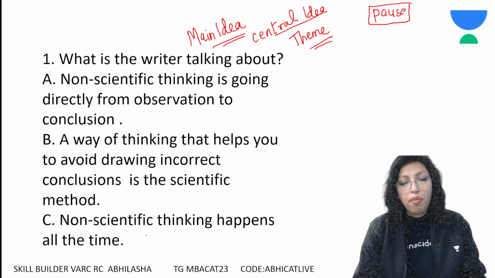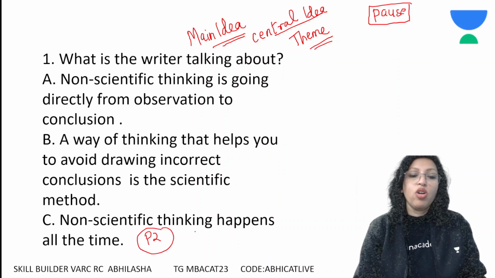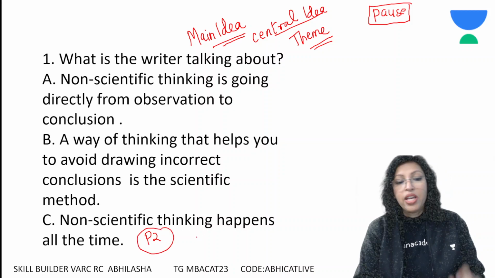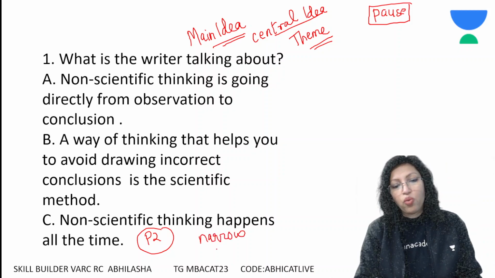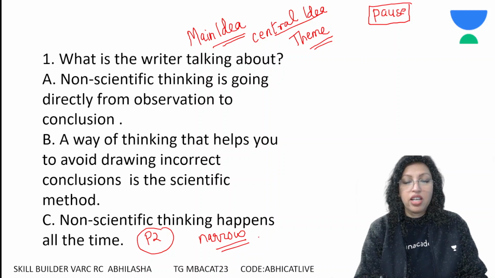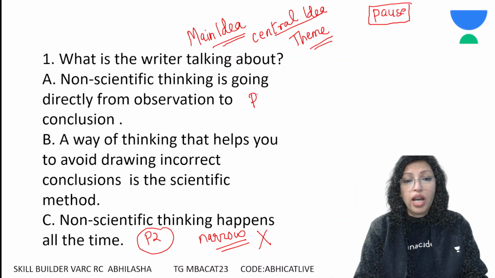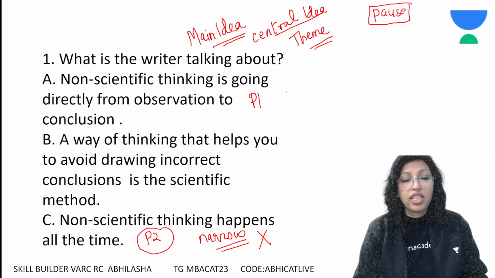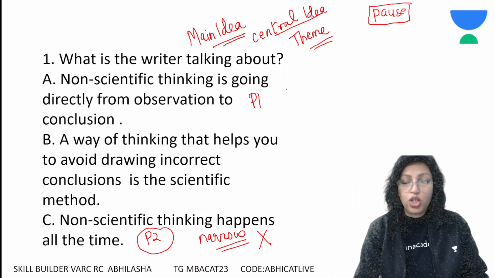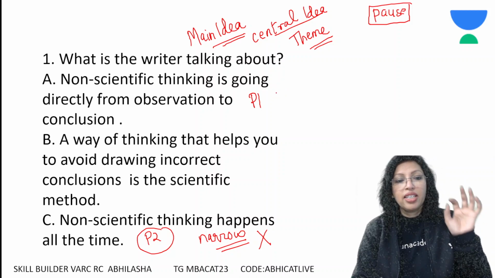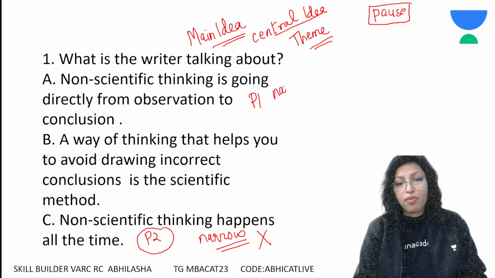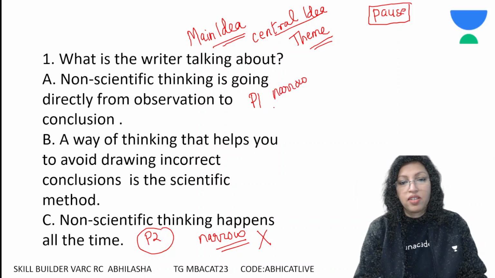So if you remember, para 2 just spoke about non-scientific thinking happening all the time. So this is very narrow in scope. We are talking of just one of the things that happen in the passage. So therefore C should not be the right answer. Again, para 1 is where we said non-scientific thinking is going directly from observation to conclusion. So again, something that is very narrow in concept. So eliminate. Okay, very narrow. So again we will eliminate.